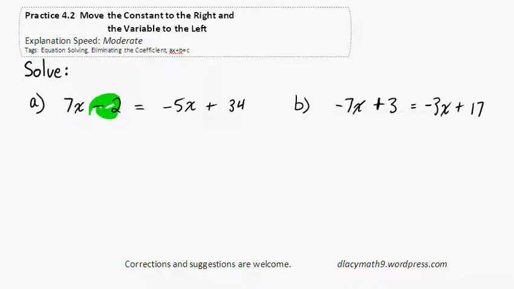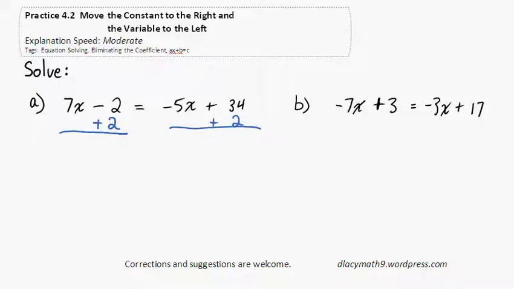I have to move this -2 essentially to the right. I have to eliminate it. I also need to bring this -5x over to here. And I'm going to do that in two steps as follows. I will begin by making a 0. -2 and +2 will make a 0. So I'm going to add 2 to both sides, never forgetting to add them to both sides.